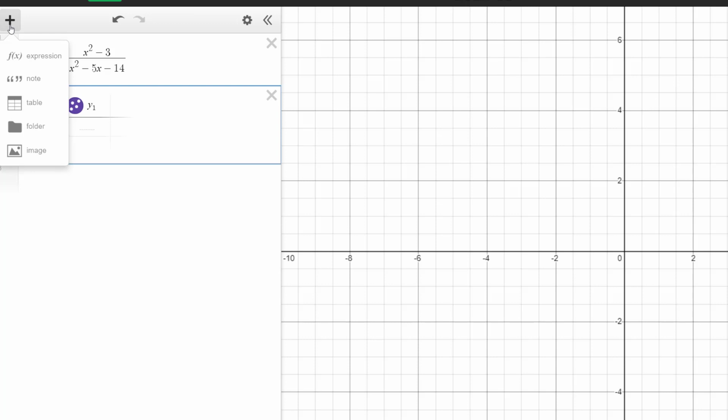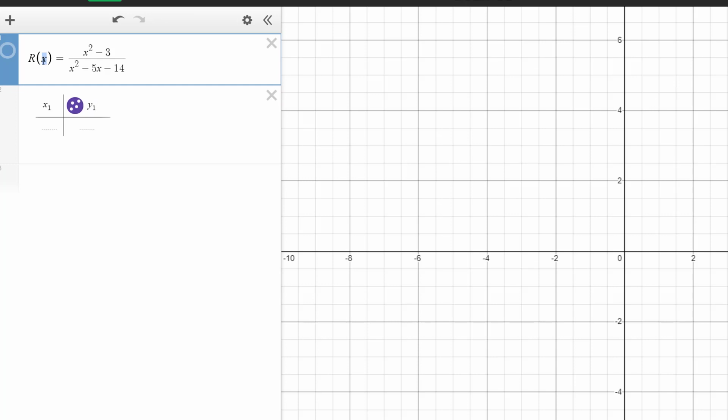And to build a table, you just click on add and you click on table there, and it builds a nice little table like this, but it doesn't do anything yet. The way tables are built in Desmos is that they have the subscript notation, so x sub 1 versus y sub 1. They assume that you're already using x for something else, and they're assuming that you're using y for something else, so they don't want to use those.